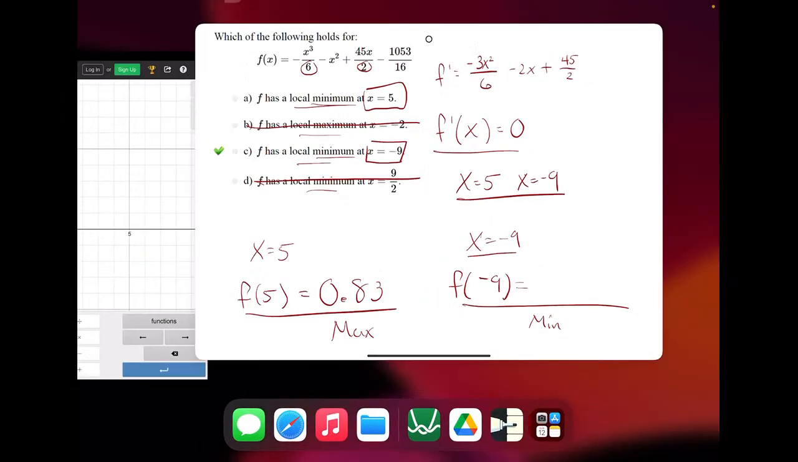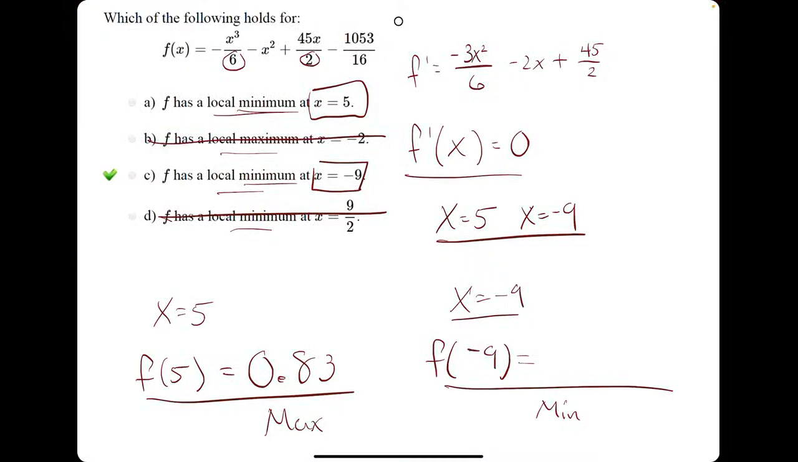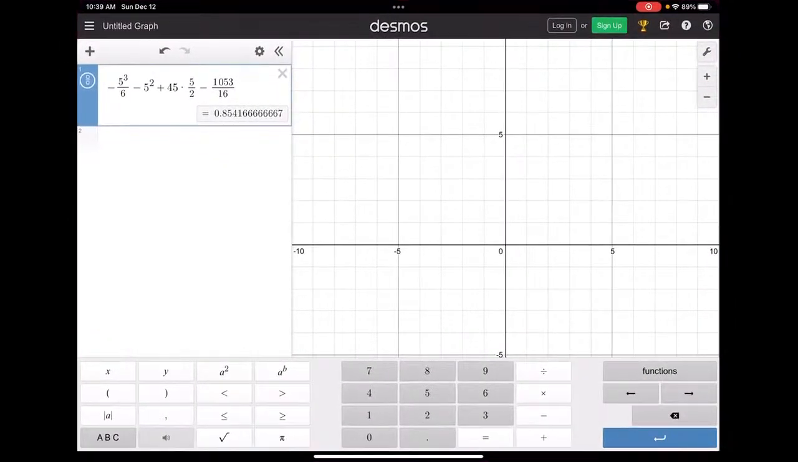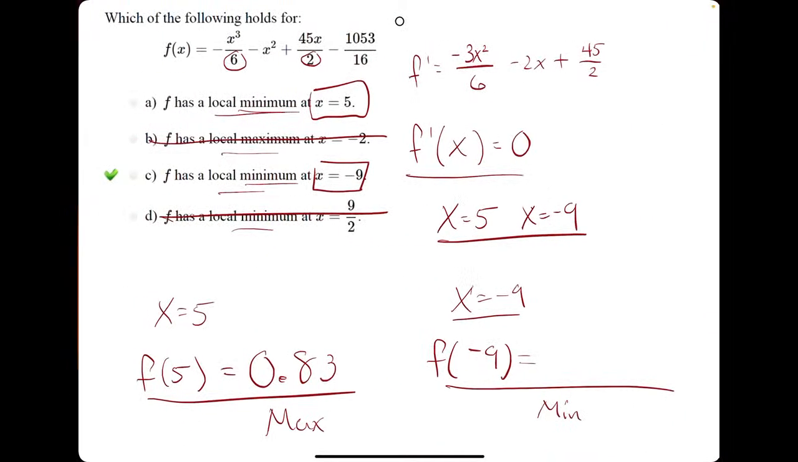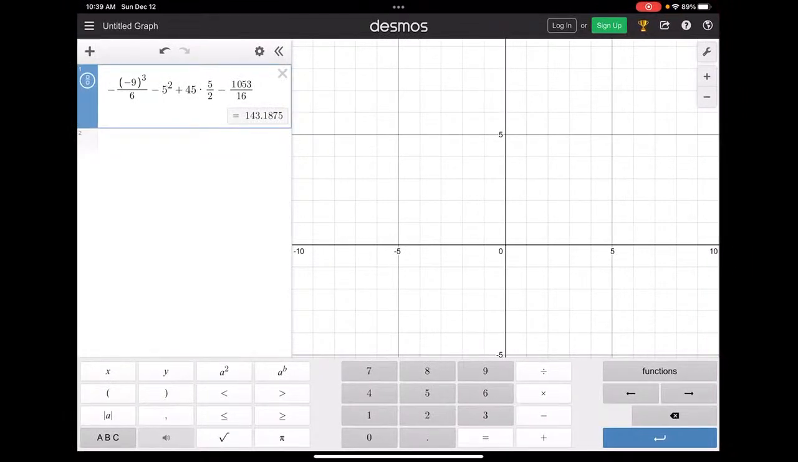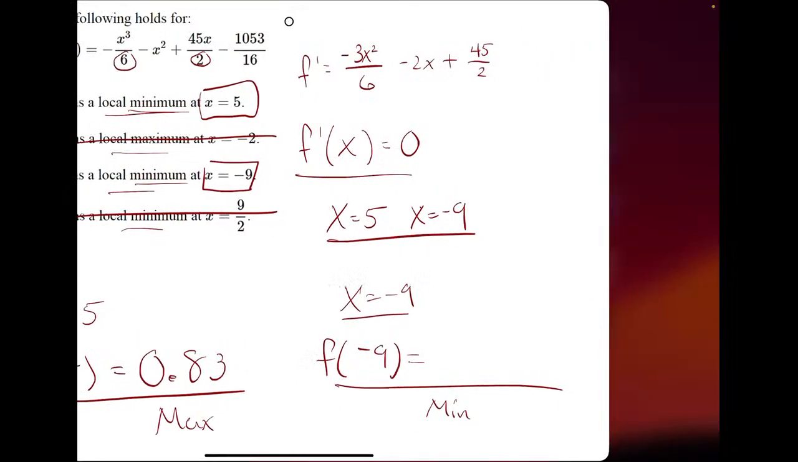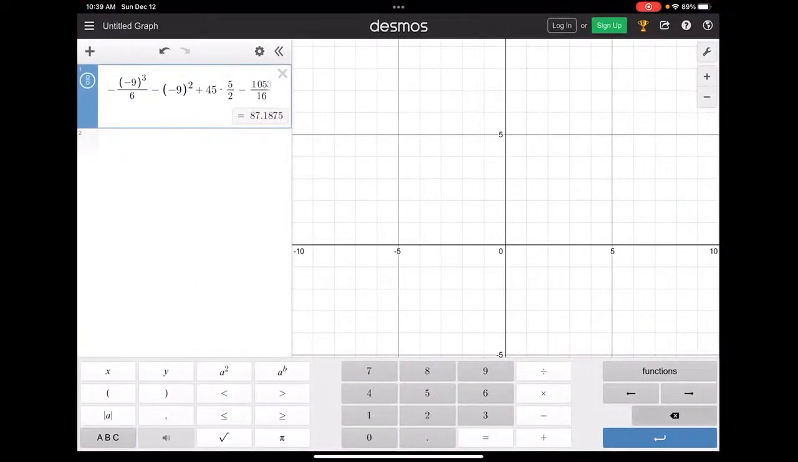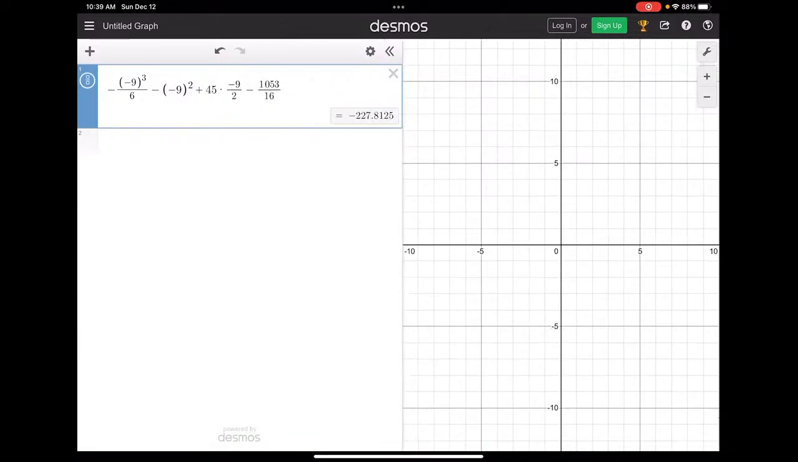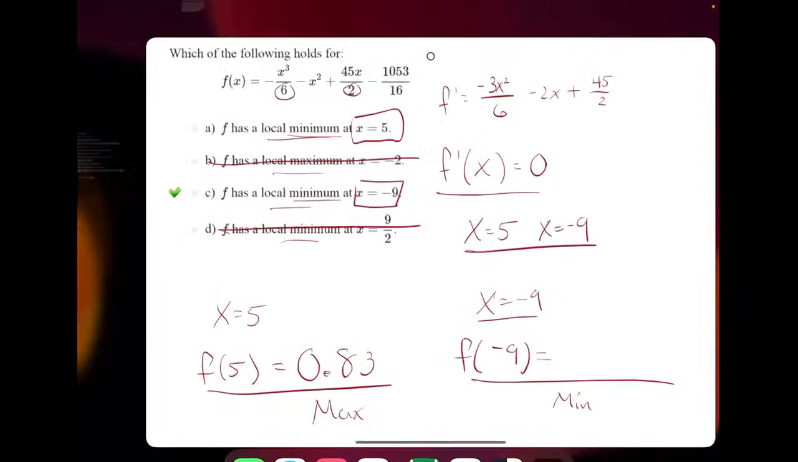0.83. All right, so now plugging in negative 9. Negative 9, I'll try to do it like this. For this one, I would recommend parentheses. Let's see, we have minus x squared, so minus negative 9 squared, and then plus 45 times negative 9. All right, so for this one, if I've done that right, we get negative 227.8.